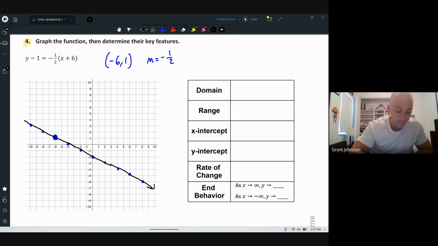Okay, that's pretty good. So let's determine the key features. So the domain, there's no restrictions. It's going to go all the way to the left forever, all the way to the right forever, all real numbers. Even the range, arrows on both directions. It's going to go up forever. It's going to go down forever. The range is also all real numbers.